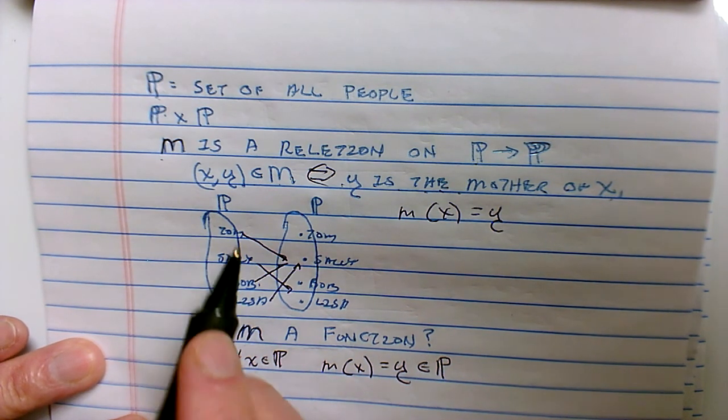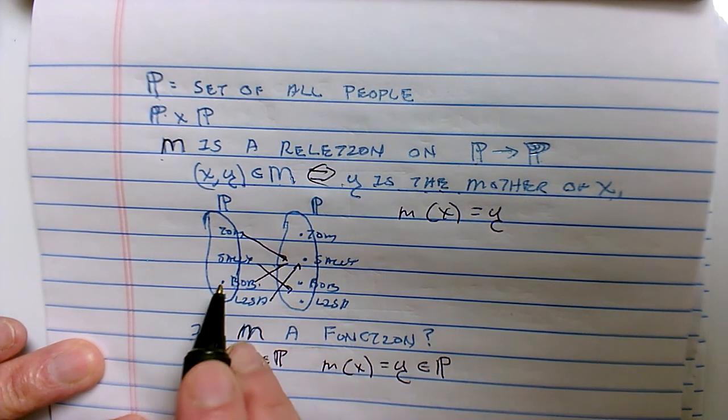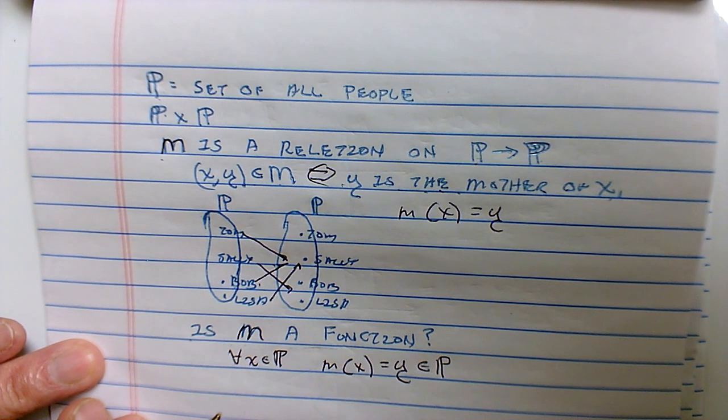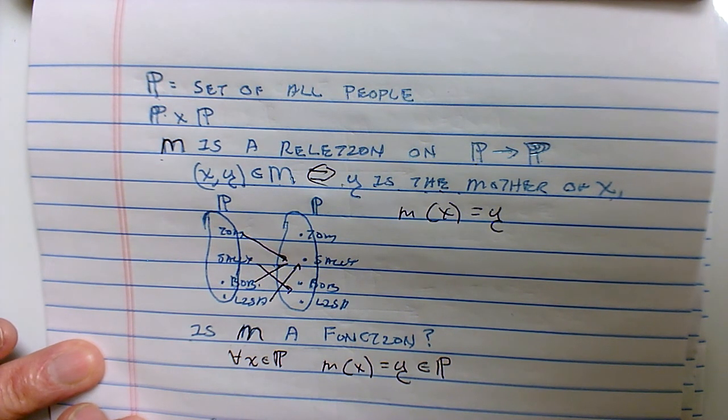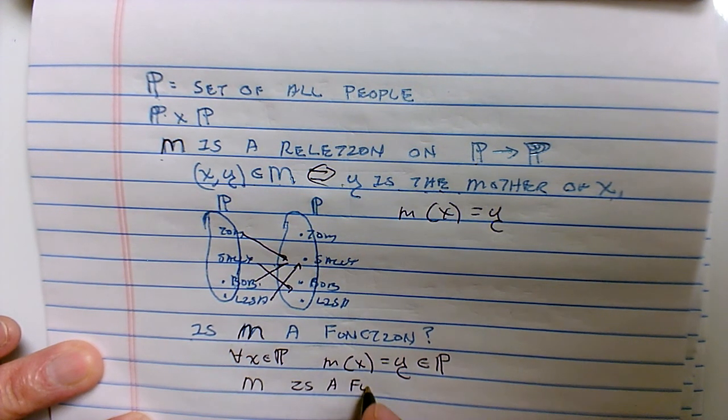The second part of the definition says each element here should map to only one element here. In other words, it's asking, does everyone have only one mother? Well, since everyone has a mother, and everyone has only one mother, M is a function.